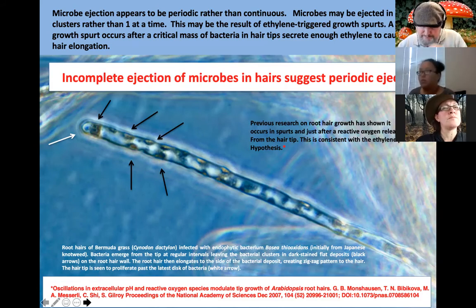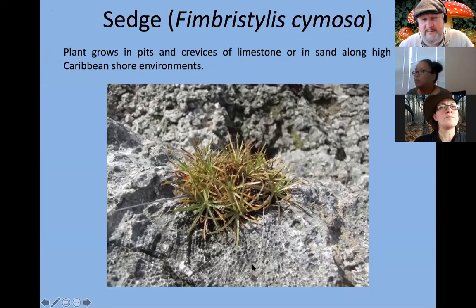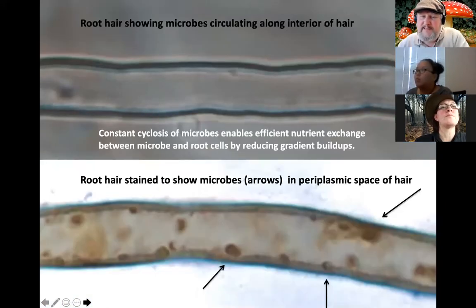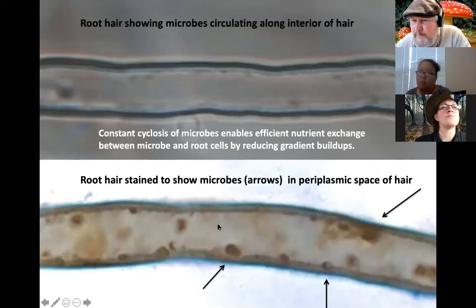Okay, so we think they get ejected every time there's a growth spurt, and that those microbes themselves are causing that growth spurt to happen. So, okay, this is actually one of the sedges, and this is from Bonaire. It's growing in the limestone rocks. This sedge does not have any soil or very much soil, but it does have a lot of microbes. And this is a picture below that shows that sedge root hair. And you can see the microbes staining kind of red-brown around the periphery of this hair.